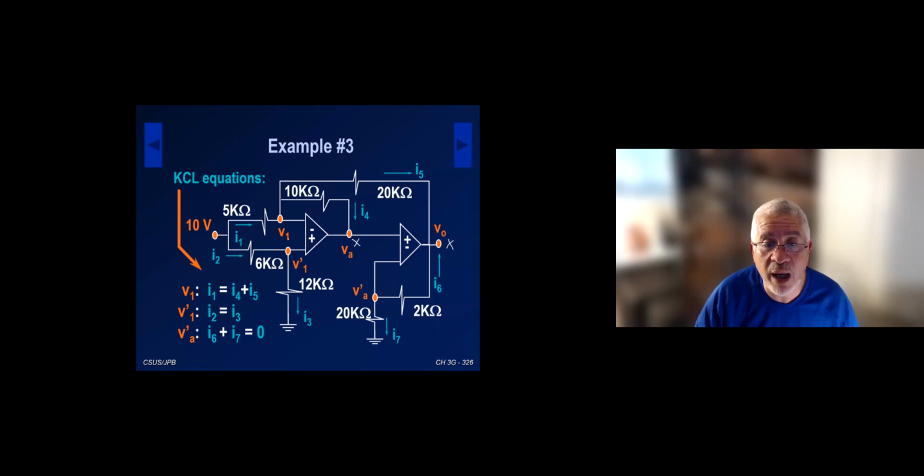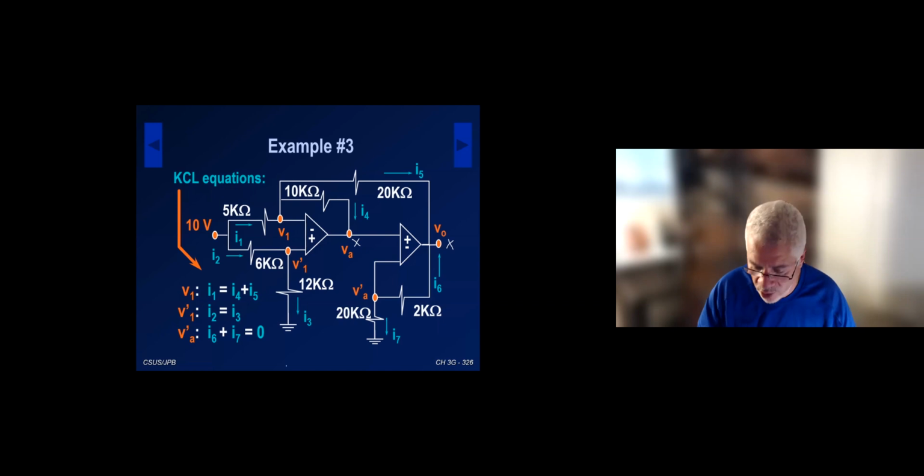KCL at node V1 prime, again, remember that the op amp on the input terminal draws no current. KCL at V1 prime, we get I2 equal I3. And KCL at VA prime, we get I7 plus I6 equal to 0. So these are the three KCL equations for this circuit. Of course, this circuit looks fairly complex, but it's fairly easy to solve. I just wanted to give you that look so that you get familiar with how sometimes we have a reference node that we draw in multiple ways, but that doesn't mean different points. They're all connected electrically, okay?